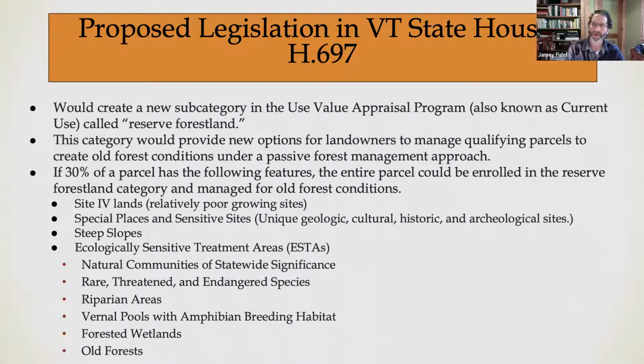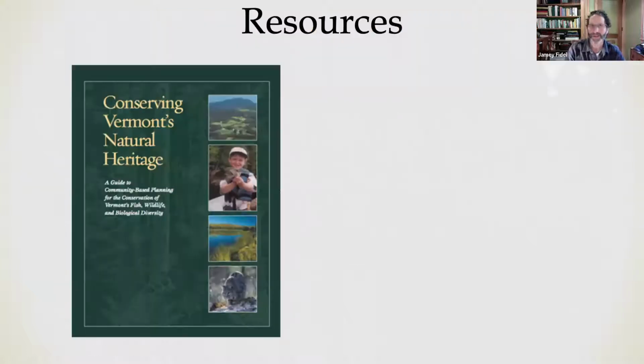And the qualifying features that you need to have in order to enroll in this category, should this bill become law, are outlined here. So there's something called ecologically sensitive treatment areas in current use. These are sensitive areas where you don't have to harvest now. This bill is basically saying if you have 30% of these overall features on your parcel, you can enroll your entire parcel in this reserve forest land category. And there's actually quite a bit of qualifying acreage in Vermont that fits under this category. So we would have to see how popular it would be, but this is to help increase the conservation design goals of having more old forests represented in the state.